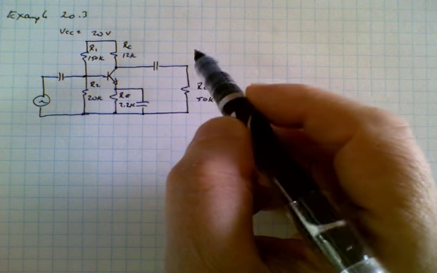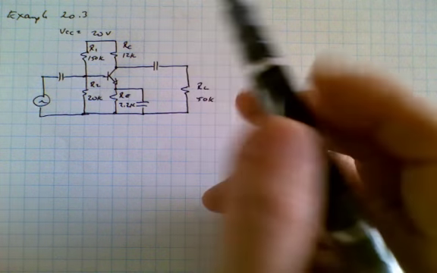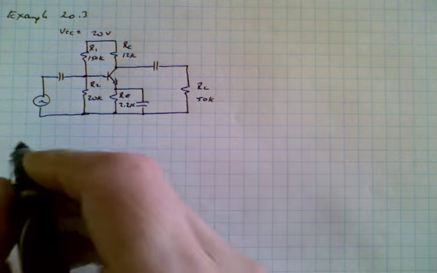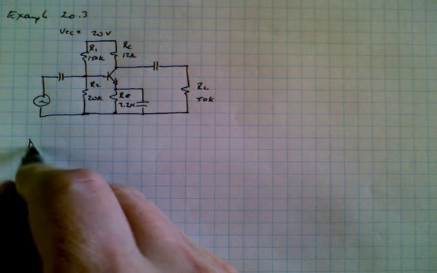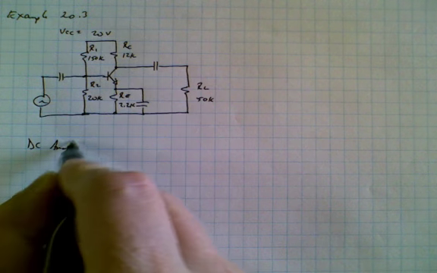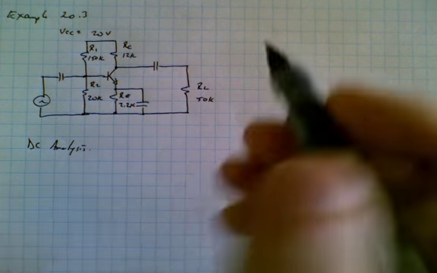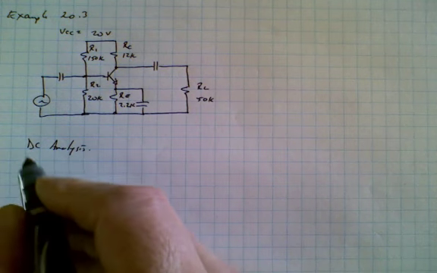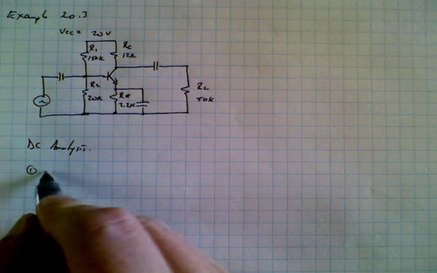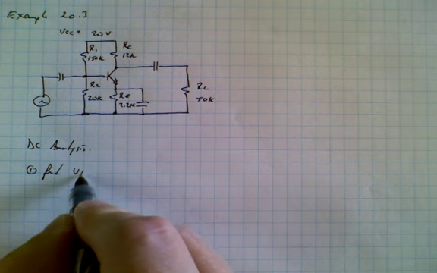So the first thing we want to do in analyzing the circuit is look at the DC conditions. So we'll do some basic DC analysis. And of course, the place we always start is at the base. So we want to, first of all, find voltage at the base.